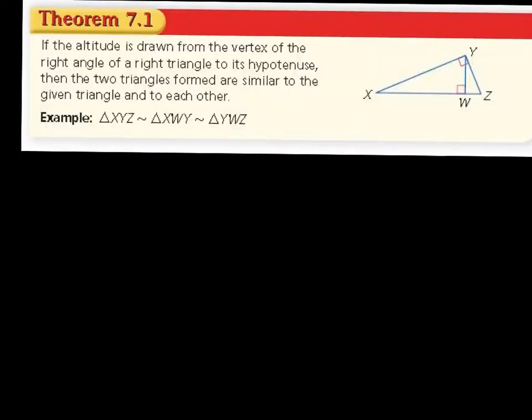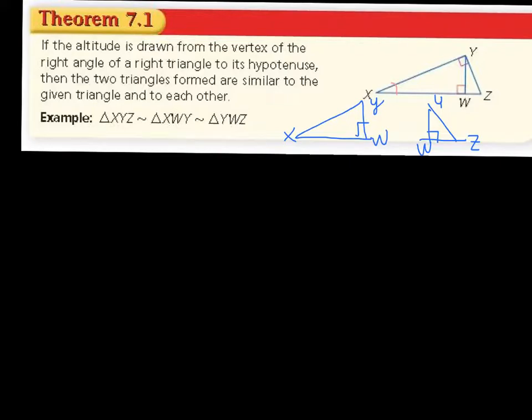Our first theorem of the lesson, Theorem 7.1, says if an altitude is drawn from the vertex of the right angle of a right triangle to its hypotenuse, then the two triangles formed are similar to the given triangle and to each other. So we're creating really three similar triangles. And I thought if we drew the triangles separately, it might be easier to see how they're related.